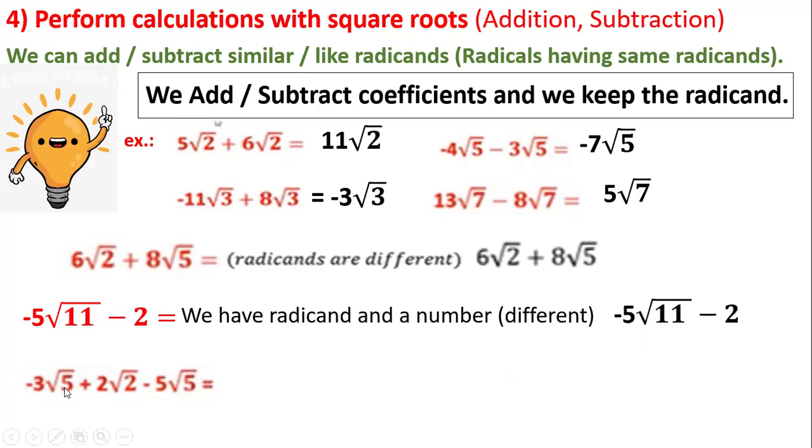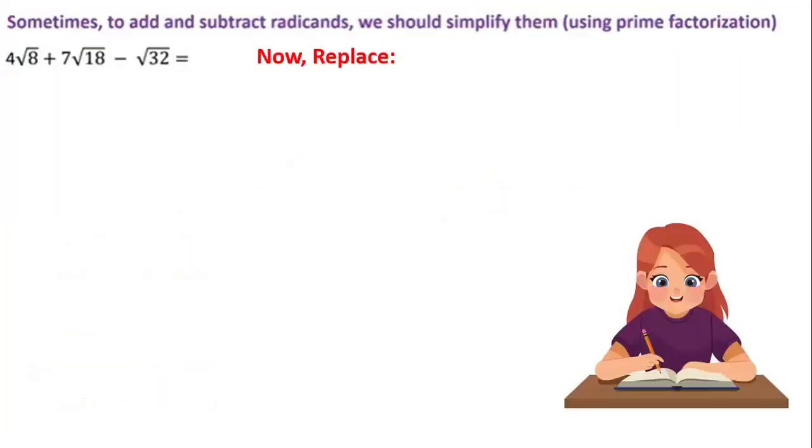Now, minus 3 radical 5 plus 2 radical 2 minus 5 radical 5. Here the radicand is 5, here the radicand is 2. They are different, we cannot add or subtract them. Here the radicand is 5 and minus 5 radical 5, the radicand is 5. So we can add or subtract both of these. Now the coefficient minus 3 plus the coefficient minus 5 gives me minus 8 radical 5, and 2 radical 2, I keep it as it is. Please practice these exercises, they are very, very important, whenever you are watching the video, on a draft.